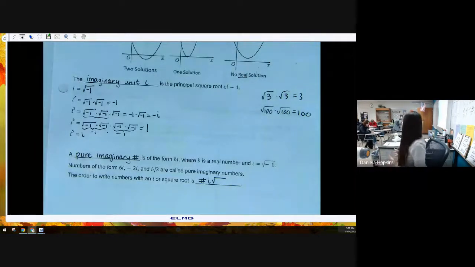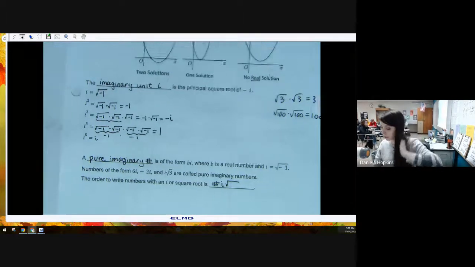I won't mark you wrong for doing that, but Go Formative will, because I can't predict all the ways you guys would enter those answers. So that's just some stuff about imaginary numbers. Let's get to using them.